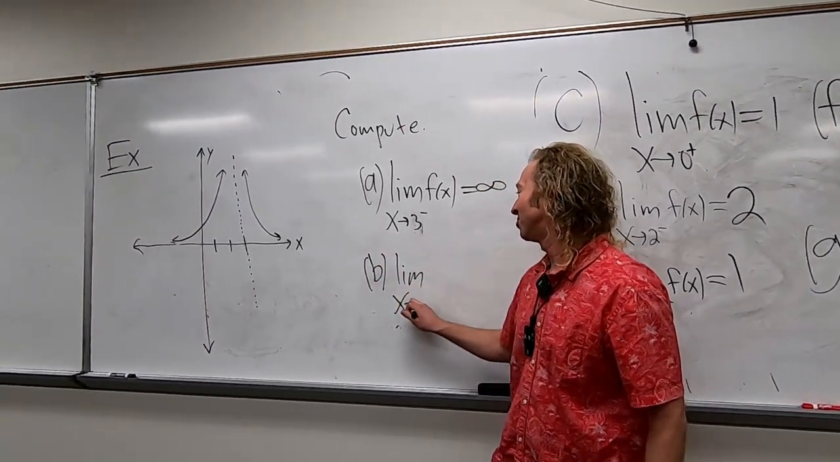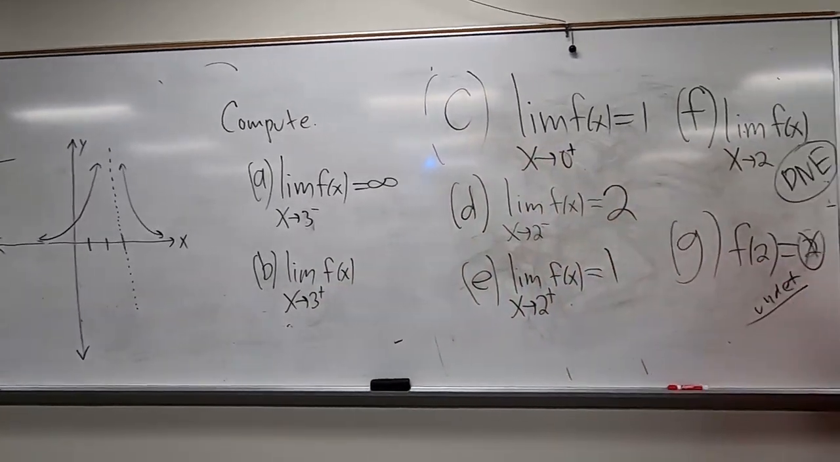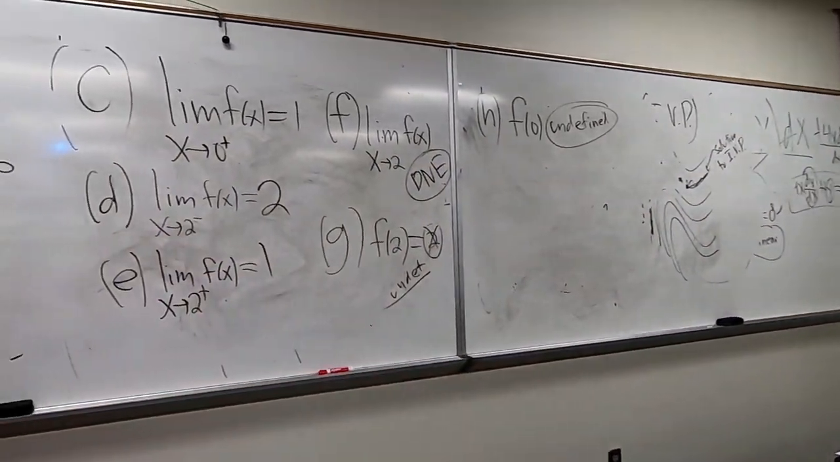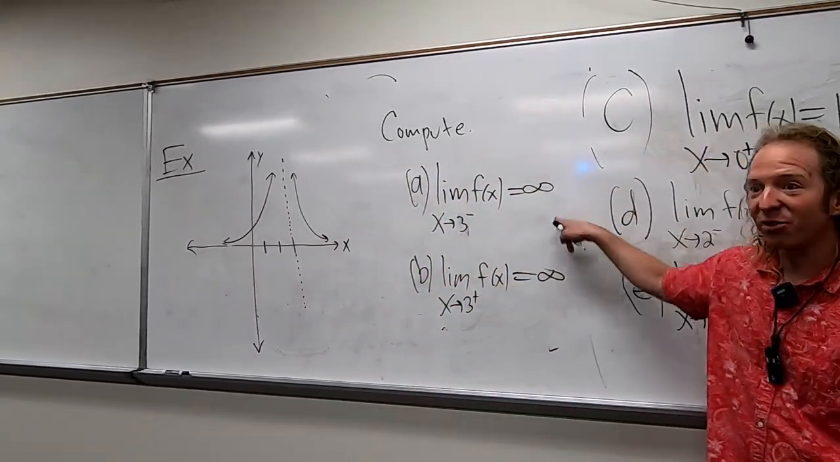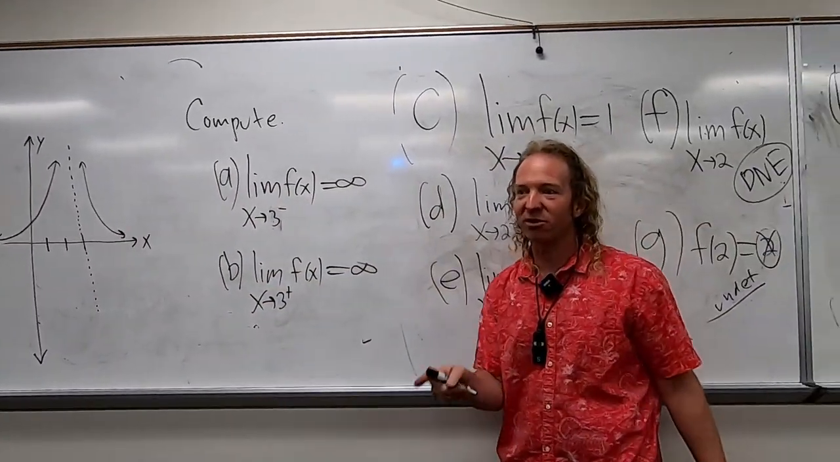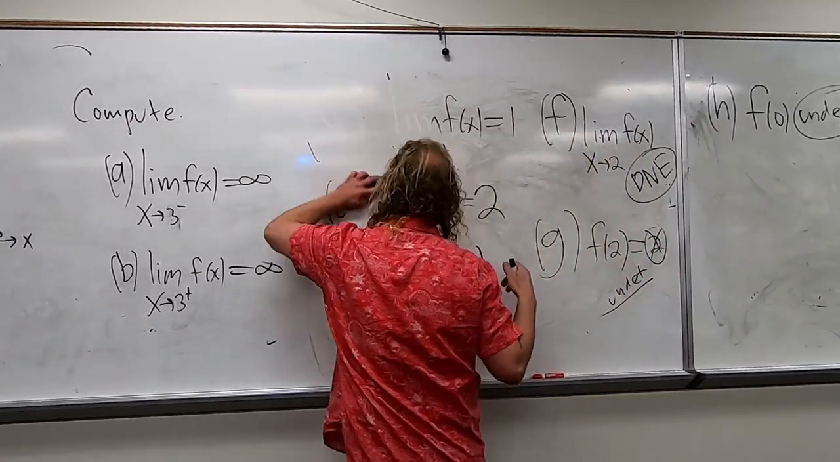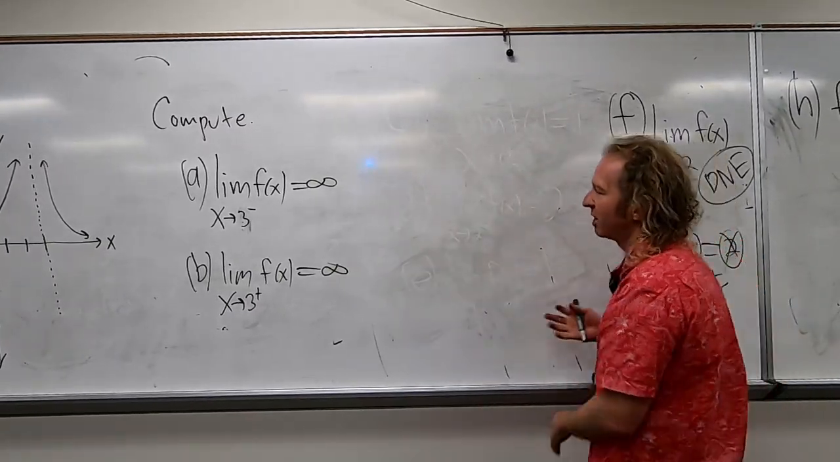Let's approach 3 from the right. What do you think it would be in this case? Infinity, yes, very good. By the way, these limits don't exist, right? They have to be equal to a number. So technically the answer is also D and E. However, on a test it usually specifies to be a little more precise.